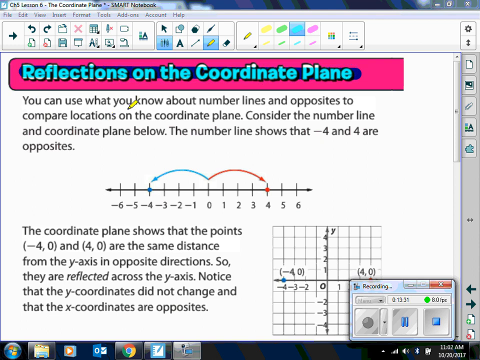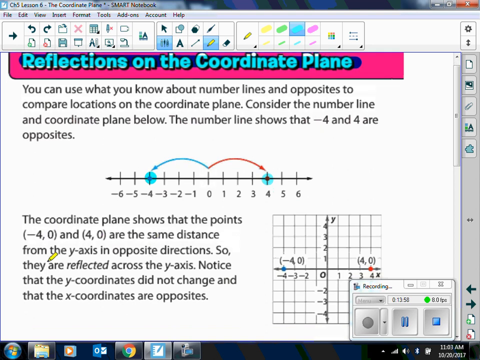Now here it says you can use what you know about number lines and opposites to compare locations on the coordinate plane. Consider the number line and the coordinate plane below. The number line shows that negative 4 and 4 are opposites. The coordinate plane shows that the points negative 4 comma 0 and 4 comma 0 are the same distance from the y-axis in opposite directions.